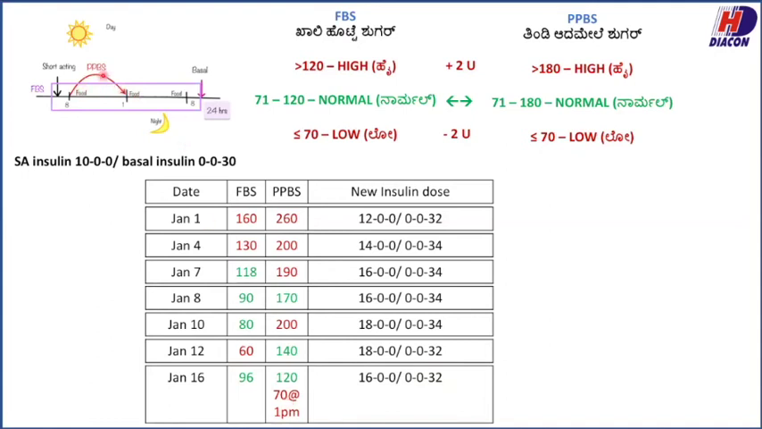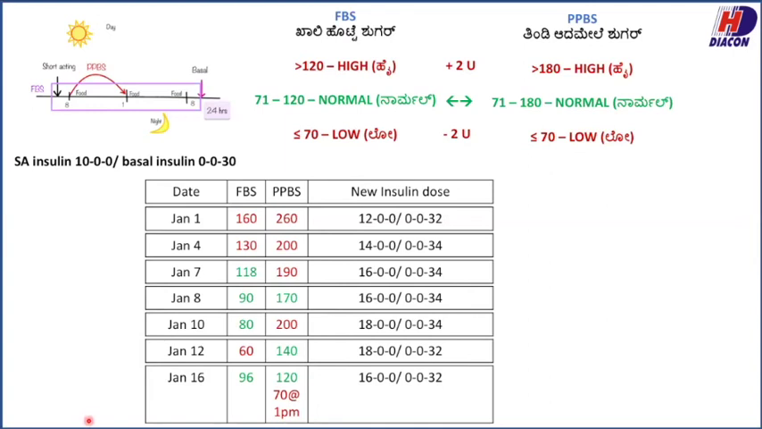So remember, our morning short-acting insulin works till lunch. So if you've had a hypoglycemia just before lunch or around lunchtime, reduce your morning dose of insulin by 2 units the next day. So 18 minus 2, that becomes 16.